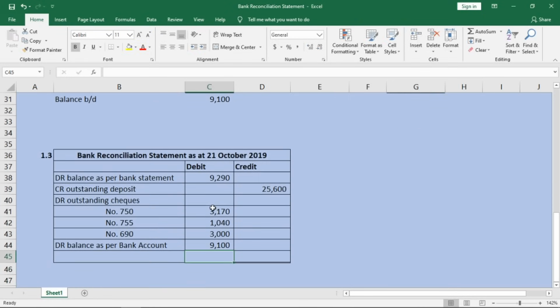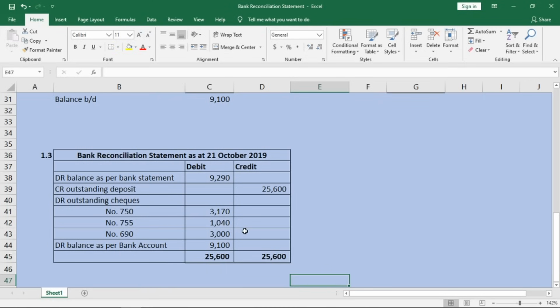Now that you have done that, your bank reconciliation statement should balance. Your debits should equal your credits. So let me add all of them together. 25,600, and we have 25,600 on the credit side. You can see our bank reconciliation statement balances. That means we did everything correctly.